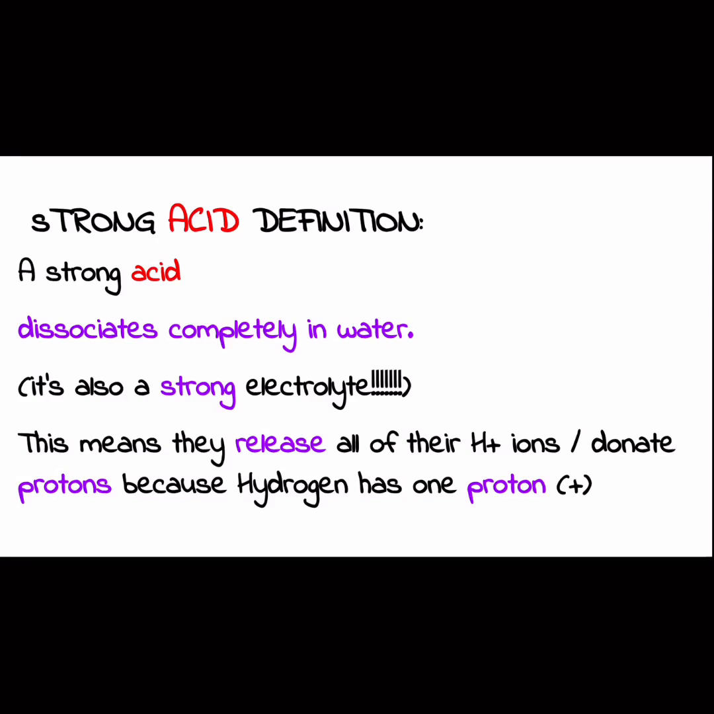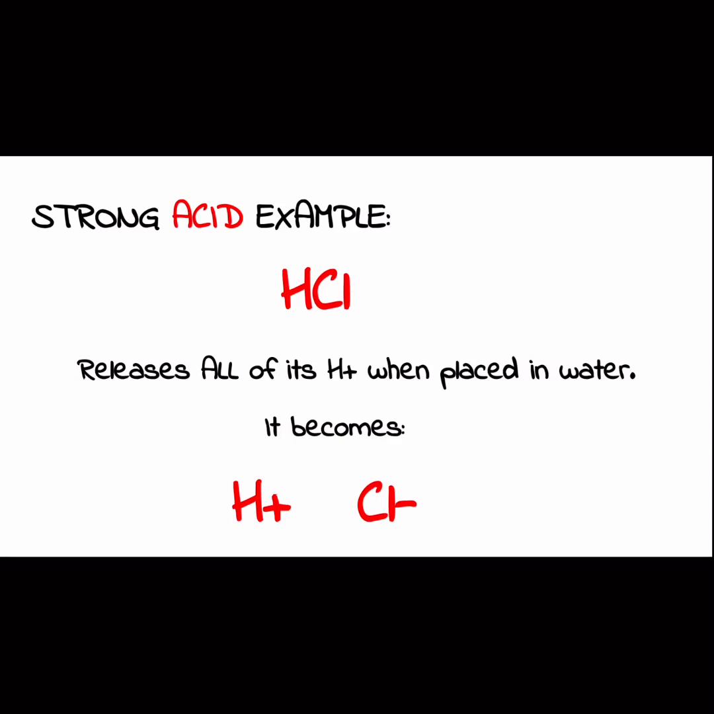So let's say you have hydrochloric acid, which is HCl. That H and the chlorine atom completely break apart or completely dissociate in water. This makes it a very strong electrolyte. This means they release all of their hydrogen atoms, which are protons. They donate those. They want to get rid of them. An example is what I just said, hydrochloric acid. It releases all of its hydrogen when placed in water. So it becomes H+ on one side, Cl- on the other side.